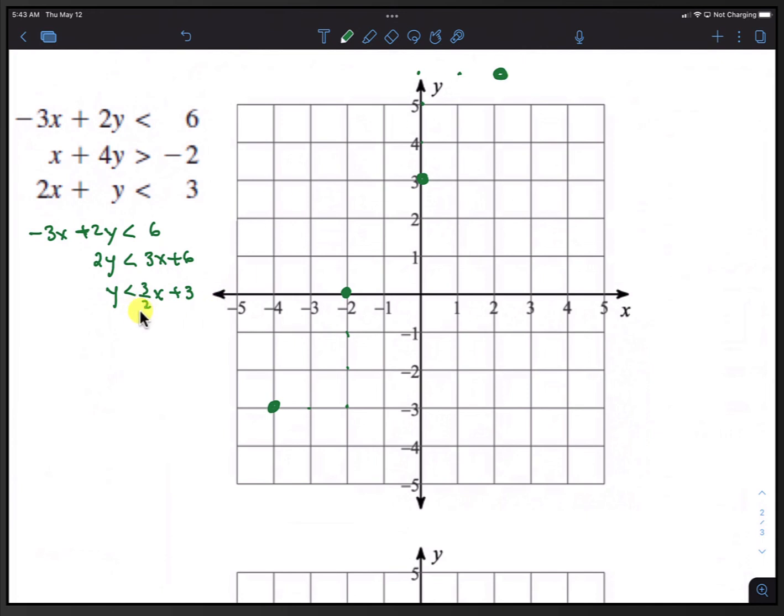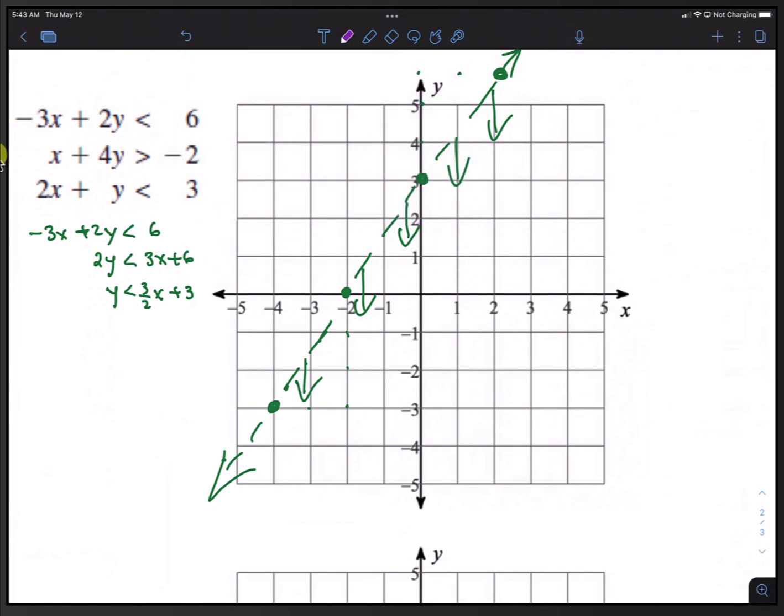Now, is this going to be dashed or is it going to be solid? Well, it's y is less than without the equal, so it's just going to be a dashed line. So let's draw a dashed line here through those points. And then because y is less, we're going to be shading below that. So I'm just going to draw some arrows going downward from that line as a reminder. Okay, great. Let's go to the next equation.